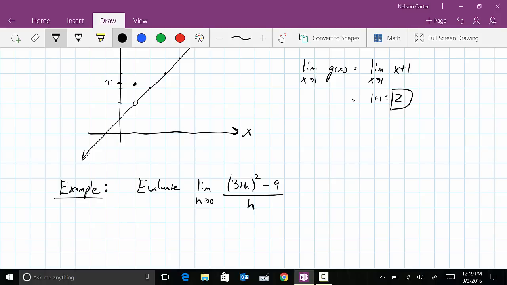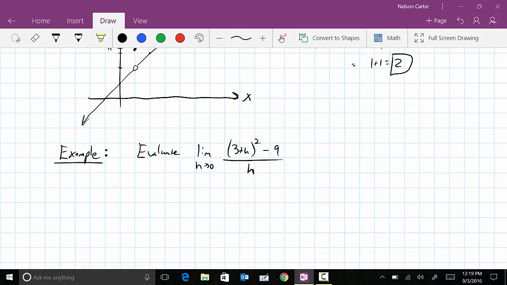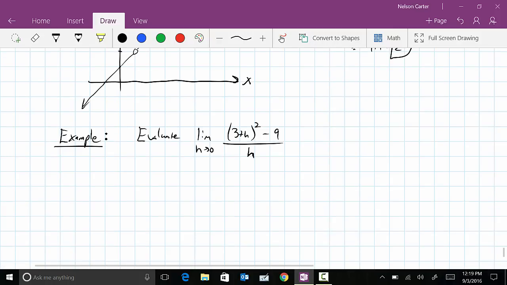Okay, well, now let's see. Is the direct substitution property going to hold? No, because if you take 0 and you try to plug it in for h, then you've divided by 0, and you can't do that. 0 is not in the domain of this function, so that means you cannot use the direct substitution property. It's not allowed. So we're going to have to figure out something else.